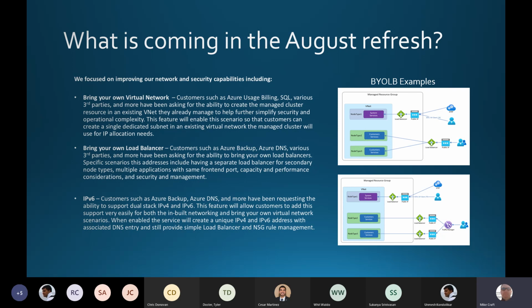But yeah, I'll continue on from here. So the last one here is IPv6. This one is again a lot more straightforward, but we are enabling IPv6 support. So this will enable dual stack IPv4 and v6 for the managed networking scenario, so you don't have to bring your own network, but just the regular built-in scenario. And if you bring your own network, we will also support and enable IPv6 for that.